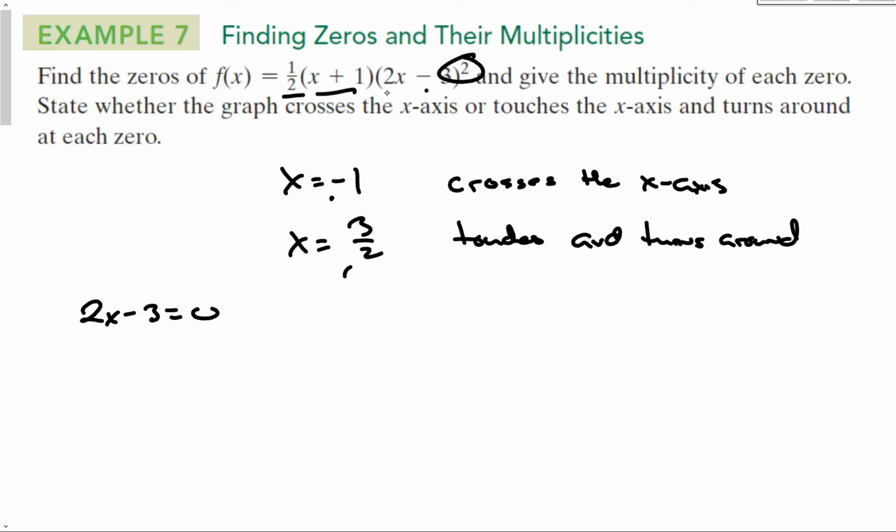I also can notice that that's 2x, that's 4x squared, right? 2x times 2x times another x, that's 4x to the third, times a half, is 2x to the third. So my leading coefficient is 2x to the third, which means this graph falls to the left and rises to the right. So already I have a few building blocks to decide how this graph is going to look.